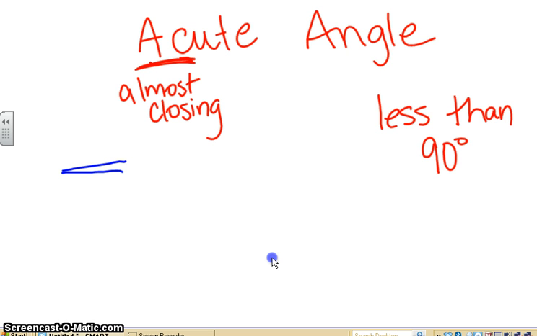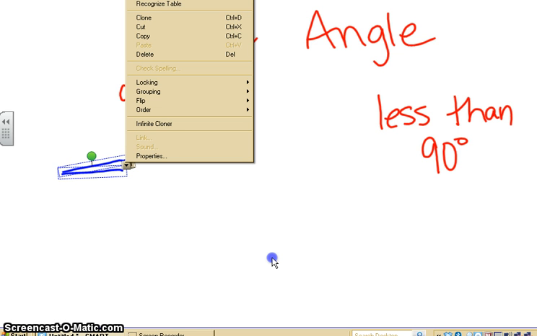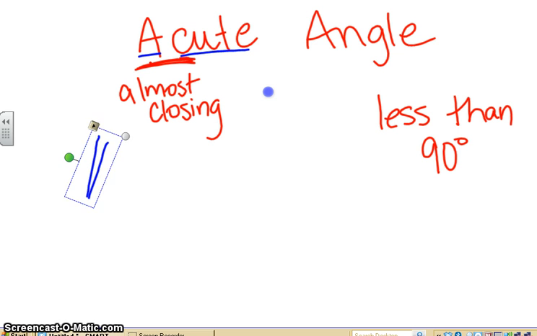And I know I've also heard other people say that, oh, look, acute. It looks like a cute little angle. And so you can remember it as AC, almost closing, or as a cute little angle. And there's all kinds of ways that you can draw it. And just like the right angle, if I were to take this angle and rotate it, it's still an acute angle, still an acute angle, still an acute angle. It doesn't matter what direction the angle's facing. What matters is how the angle is opening up. Is it less than 90 degrees? Does it look smaller than that capital L? So that's an acute angle.